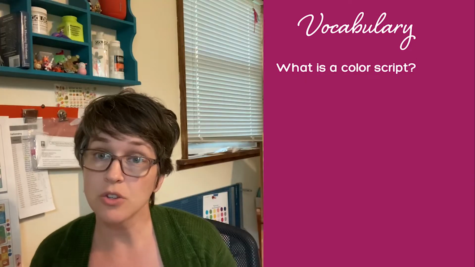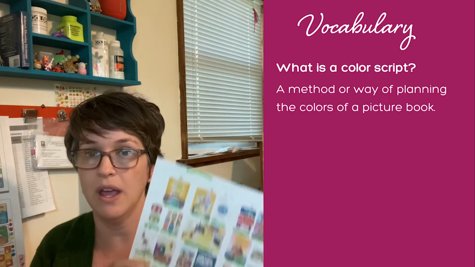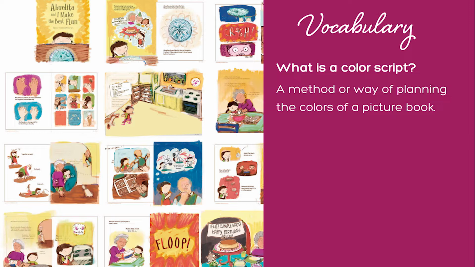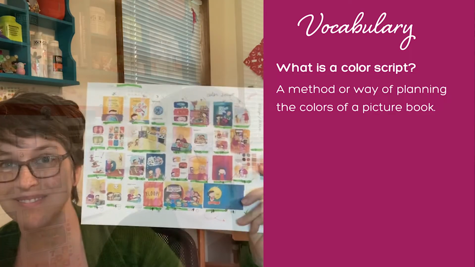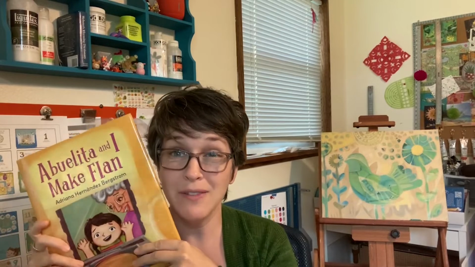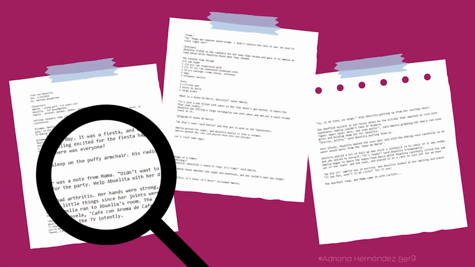What is a color script? A color script is a way of planning out the color of an entire picture book. It looks like this. I started to write and illustrate Abuelita and I Make Flan 5 years before it actually got published. And it all started as a very, very simple text that looked a lot like a list or a recipe for flan. I knew I wanted the characters to make flan together.